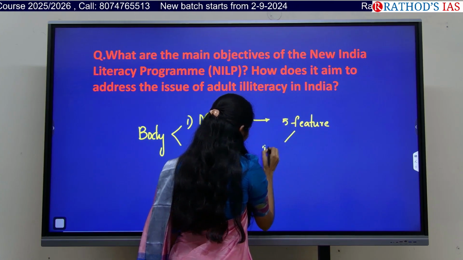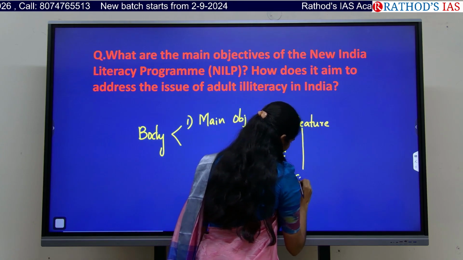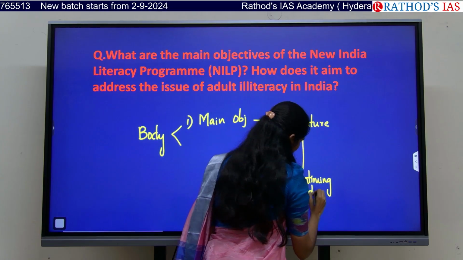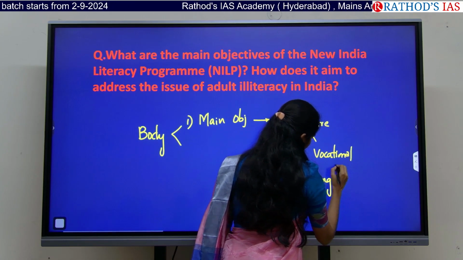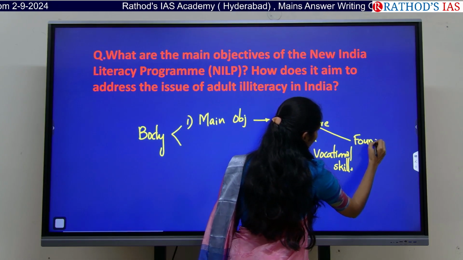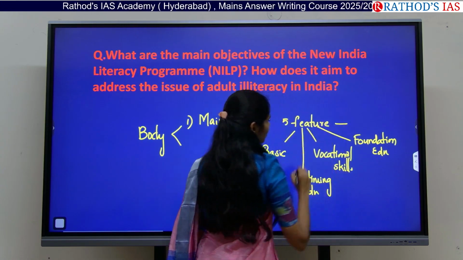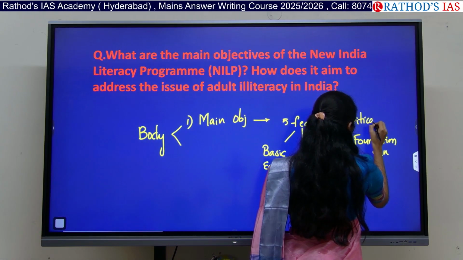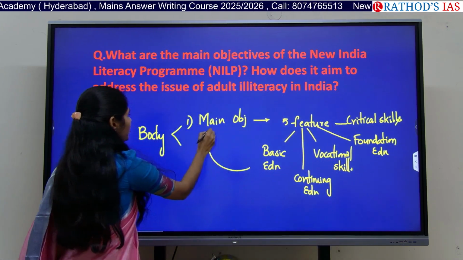First one is basic education, continuing education, vocational skills, and the next one is foundational education, and the last one, critical skills. So from these features, now you have to draw your objectives.